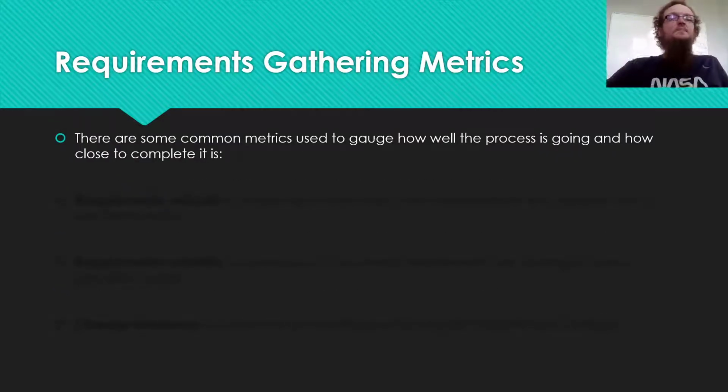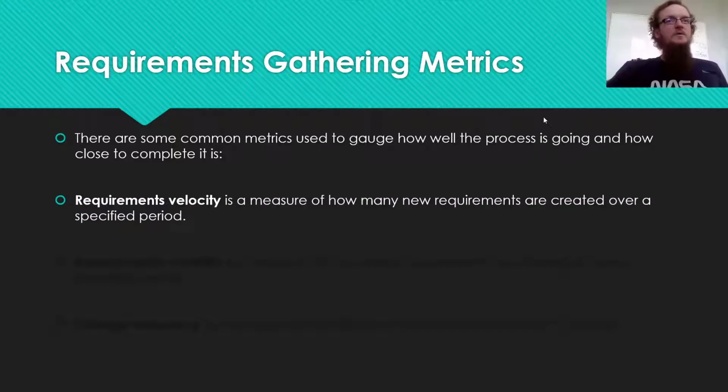So some of the metrics that you can use to understand when things are maybe going sideways during requirements gathering, there are 3 of them that I want to talk about. The first one is requirements velocity. So this is basically a measure of how many different requirements you are generating over any specified period of time.